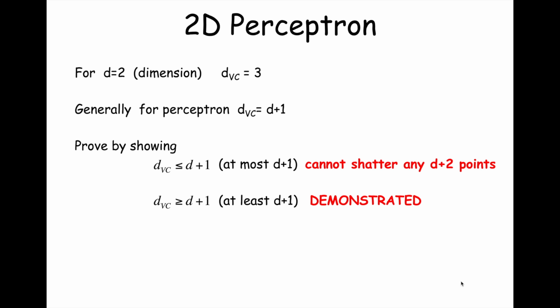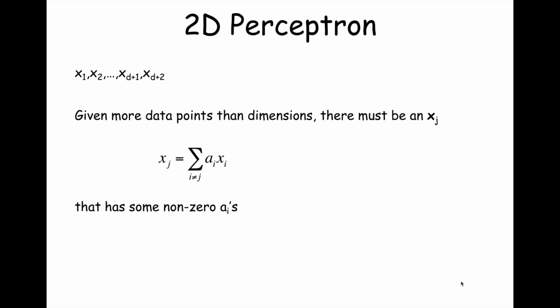And how we're going to do this is we're going to show that we cannot shatter any d plus 2 points. Because if we show that we cannot shatter any d plus 2 points, it means that we're going to be at most d plus 1. Okay? All right. So let's do that.